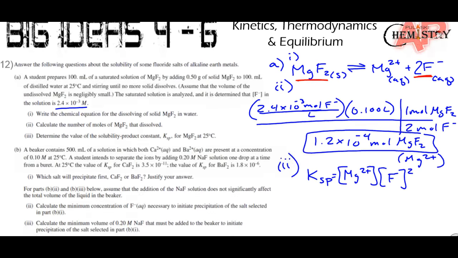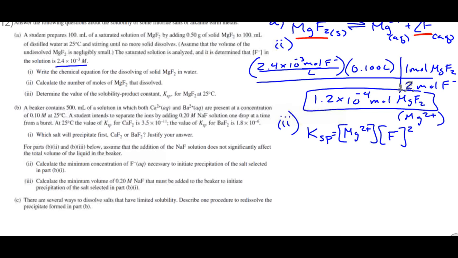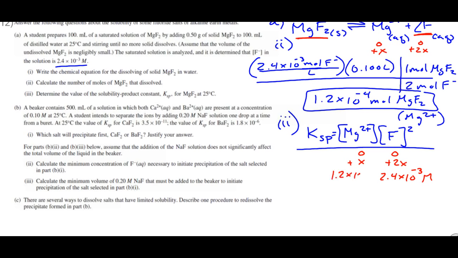So an ICE box sometimes is extremely helpful. If you're thinking about the balanced equation, which I'm going to actually treat this as a balanced equation right here, at 0, 0, this is plus x, this is plus 2x. If you go up here, at 0, 0, plus 2x, plus x, I had a certain amount at equilibrium, which was 2.4 times 10 to the negative 3 molar. All right, so if that's at 2x, x would only be half of that. So it's 1.2 times 10 to the negative third for my Mg2 plus concentration, not moles.